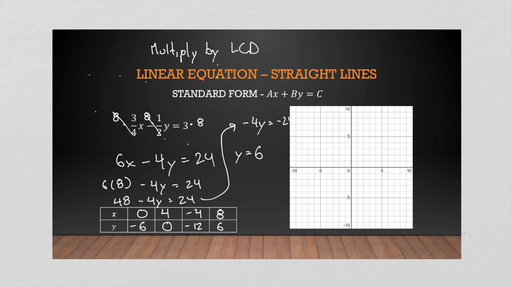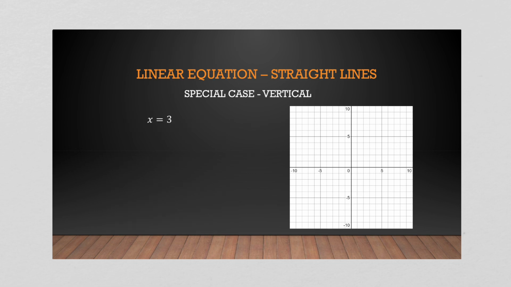So now you can see we can plot these points in something that makes sense. (0, -6), (4, 0), and then (8, 6). And there's our graph. And you can see that as we go towards -4, we're going off the grid. We're going to go down to that -12. So again, it's about simplifying the equation and then plotting to make life easier.